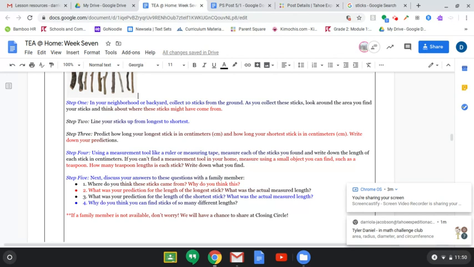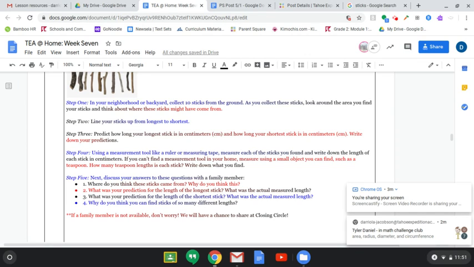Once you have those predictions done, this is your chance to bust out that measurement tool, whether it's your ruler or measuring tape or even teaspoons, like I talked about, and start to measure each of those sticks. So, in your notebook, you should number the sticks 1 through 10. It's up to you. If it were me, I would make 1 my longest stick and all the way down until 10 being my shortest stick. And you need to measure the length of each of those sticks in centimeters and write down the length of each of those sticks. If for some reason you are having to use a teaspoon, then you're writing how many teaspoon lengths each of the sticks are.